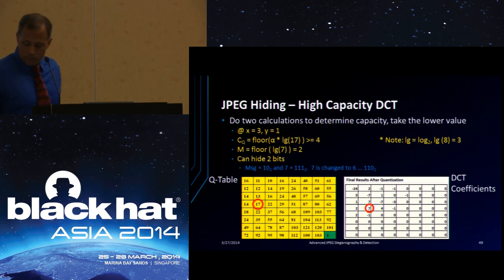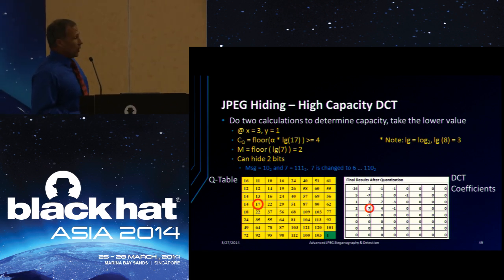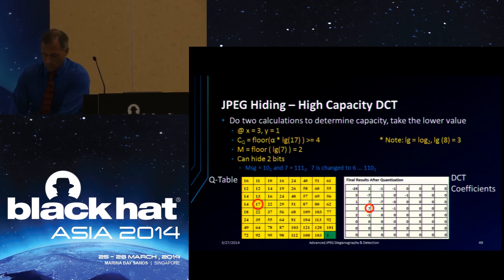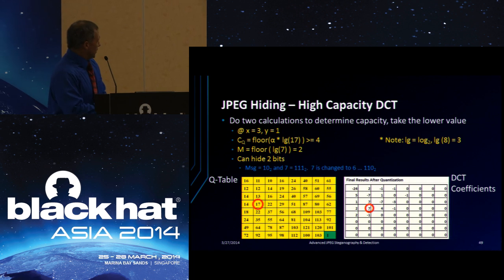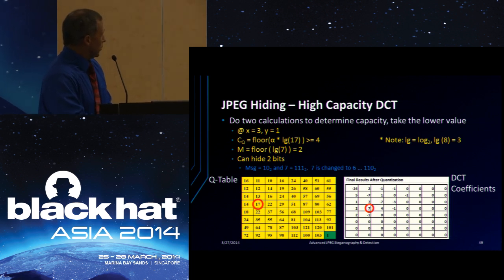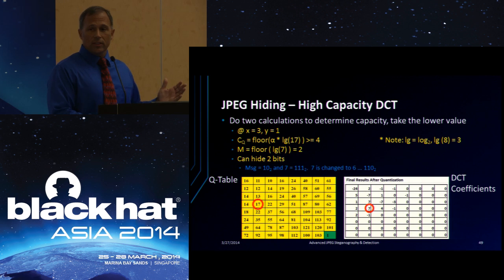All right, so here's an example where we have our quantization table. There are 2 math calculations done: one calculation based on this value in the quantization table, and one calculation based on that value in the actual DCT coefficient. It says how many bits can I hide based on the value in the quantization table, how many bits can I hide based on the actual DCT coefficient, and then it takes the smaller of the two. The smaller of the two is the number of bits it can hide in there.